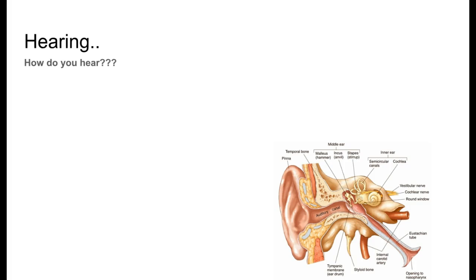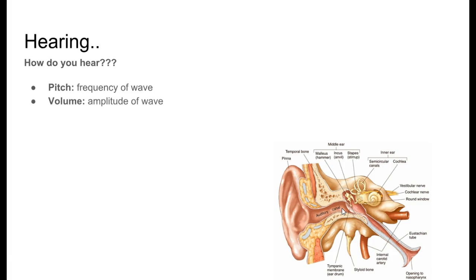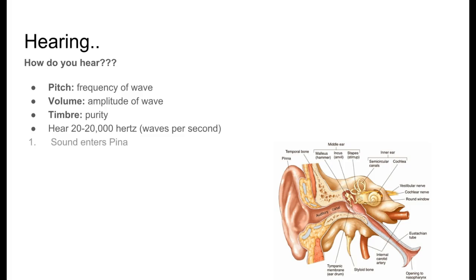Hearing. How is it that we hear? Well, first there's the pitch, and that's the frequency of a wave that enters into your ear. The second is volume, and that's the amplitude of the wave that enters your ear. And finally, we have timbre, which is the purity of that wave entering your ear. So how pure can we hear? We can hear typically anywhere from 20 to 20,000 hertz, which is a wave per second.